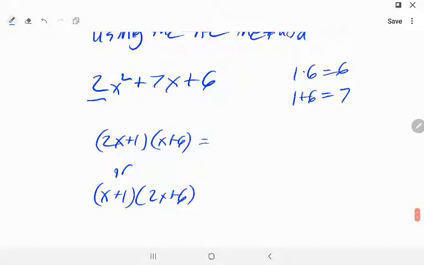The 2x plus 1 times x plus 6 would give us 2x squared plus 13x plus 6. The x plus 1 times 2x plus 6 would give us 2x squared plus 6x plus 8x plus 6. Neither of which is correct. So they were both wrong.